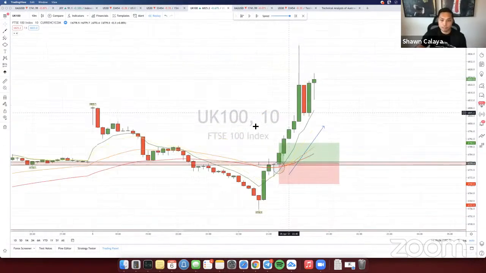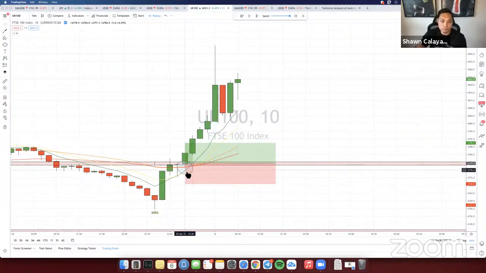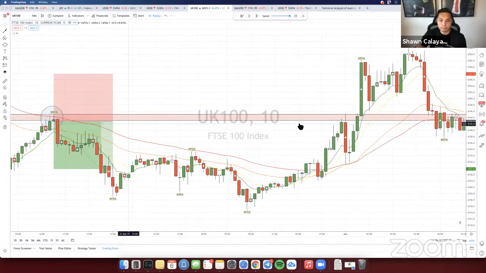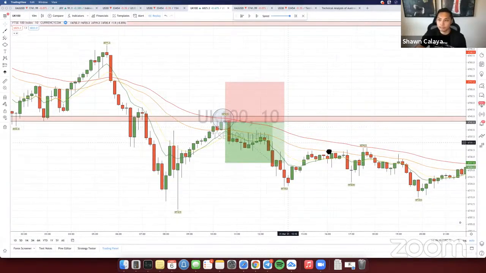So as you can see right here, the wick rejection is from the bottom, this will be a buy. And over here, the wick rejection is from the top. So this would be a sell.